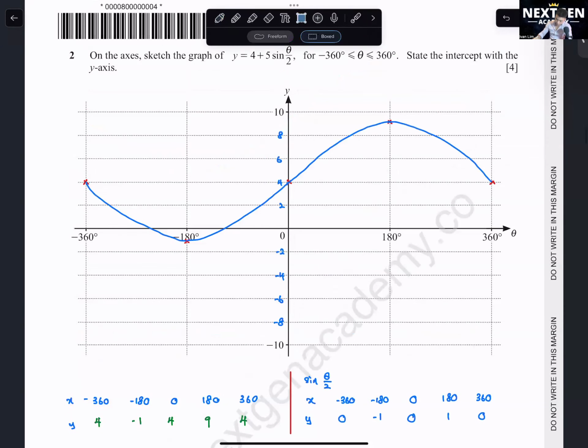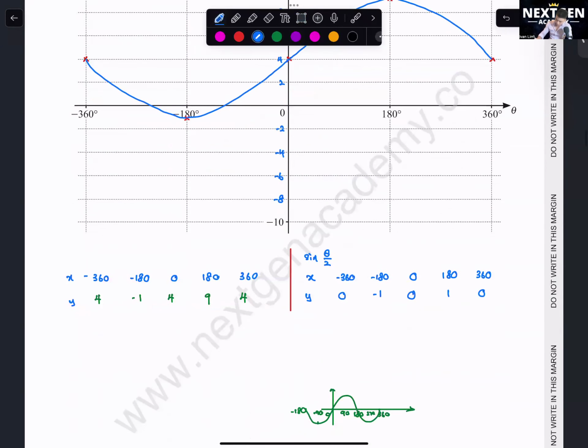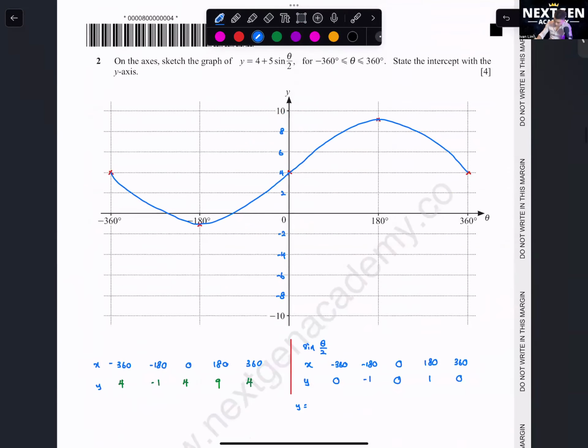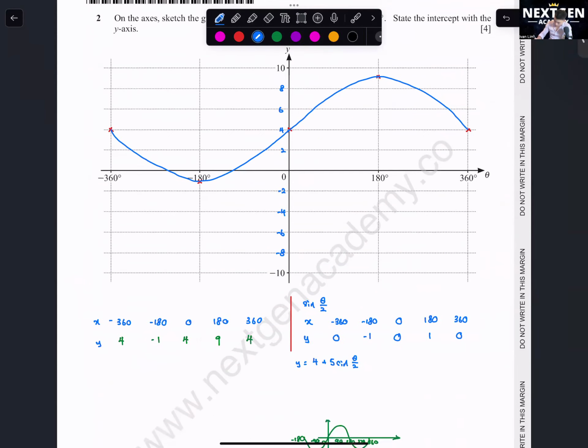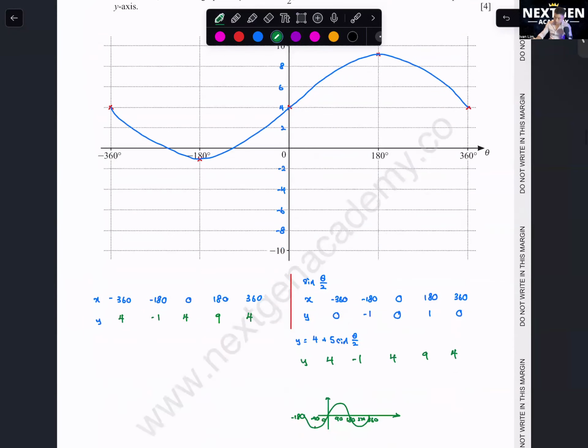Then you calculate 4 plus 5 sine, y equals 4 plus 5 sine theta over 2. So what is this y value? This one will be 4 plus 5 times 0, so this one will be 4. This is based on the original graph. Then 4 plus 5 times 1 is 9, and 4 plus 5 times negative 1 is minus 1, then 4. Just base it on the original graph.